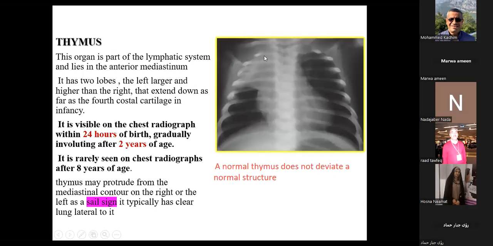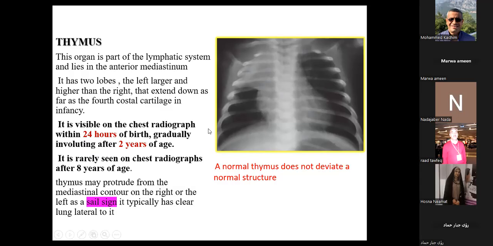Thymus. It's an organ that is part of the lymphatic system and lies in the anterior mediastinum. It has two lobes, the left larger and higher than the right, that extend down as far as the fourth costal cartilage in infancy. It is important to remember that it is visible on chest radiography within 24 hours of birth and gradually involutes after 2 years. It is rarely seen on chest radiography after 8 years of age.